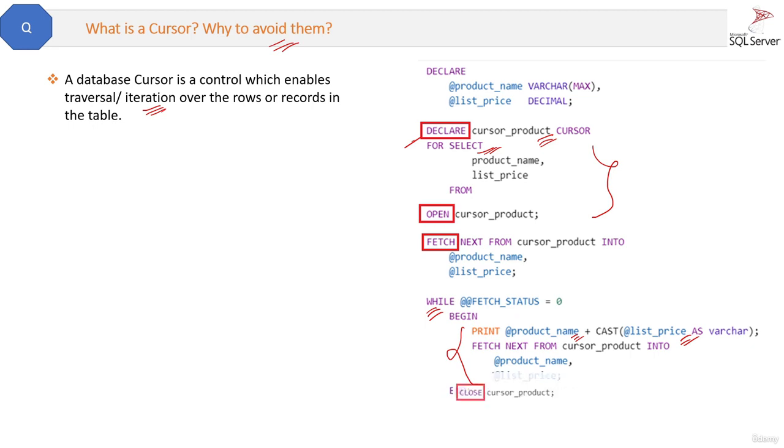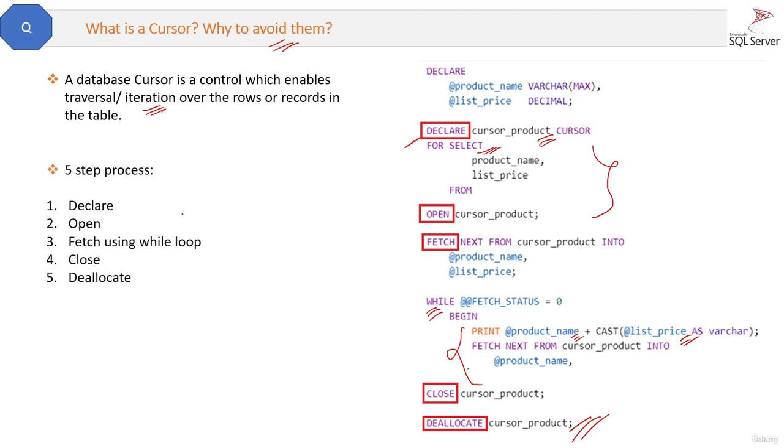After that task is done, the next step is to close the cursor because its work is over, and the last step is to deallocate the cursor from memory. These steps are not generally asked, but it's good to know them. These are the 5 steps mentioned here, maybe you will need them later for revision.